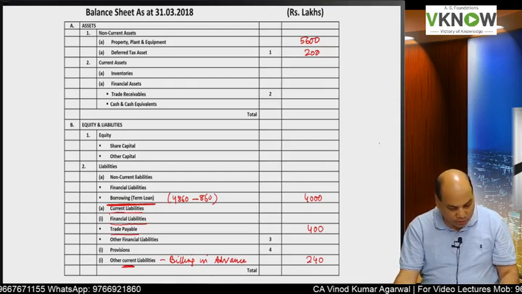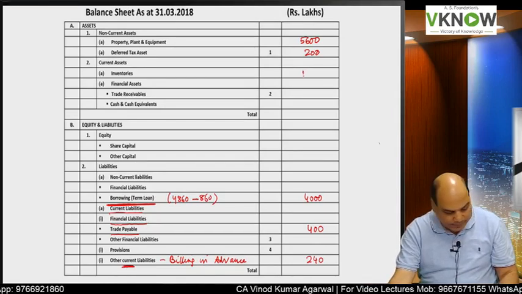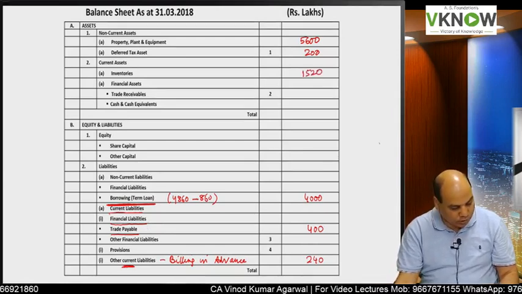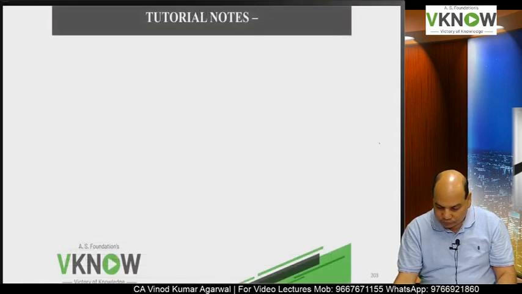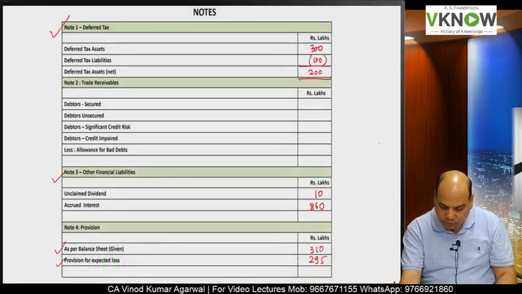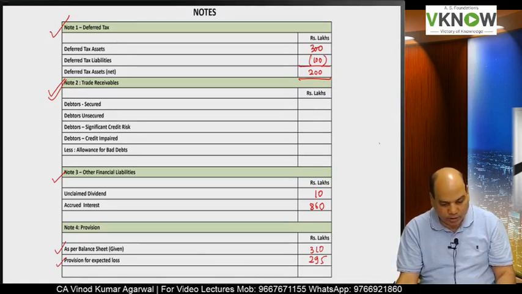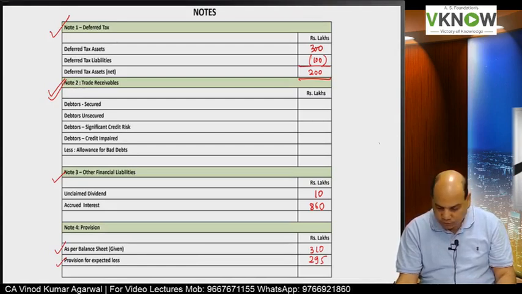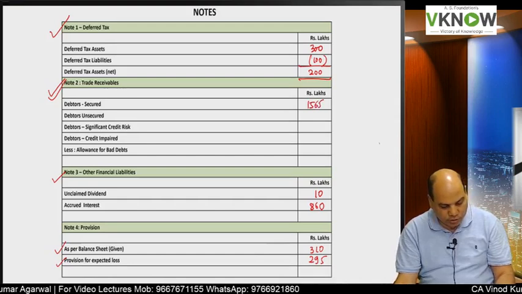Next point is inventory. Again, there is no adjustment in inventories. So can I write directly in current asset, point number A, inventory 1520. Then trade receivable, note number 5 of the question book. In our answer it is note number 2, trade receivable. So trade receivable, debtors secured, considered good 1565. Right here we are assuming that these are secured.